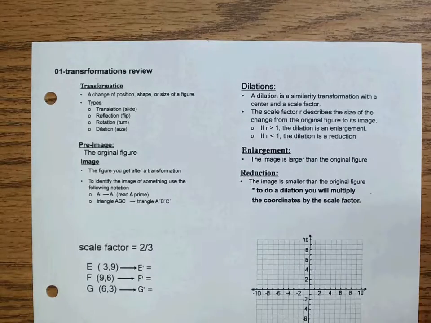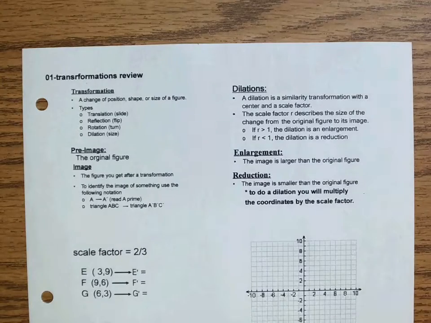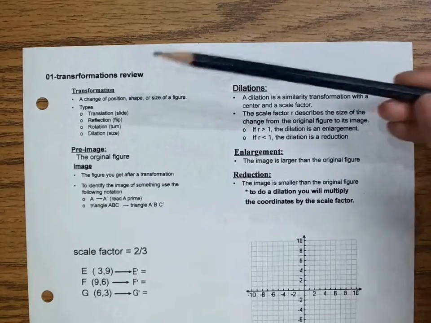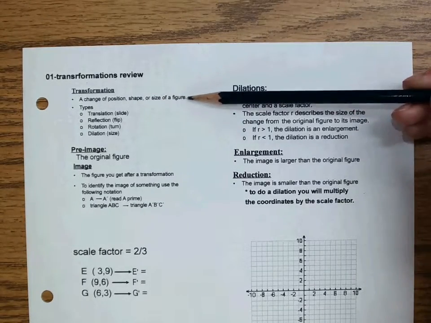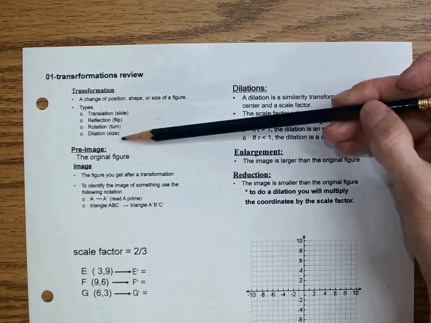So today is our first day of review, our geometry review, to get you ready for honors geometry next school year. We'll do just a couple days of a few concepts here and there. We're going to start with transformations today. So, very basic transformations. Reminder, a transformation is a change of position, shape, or size of a figure. And there are 4 different types.